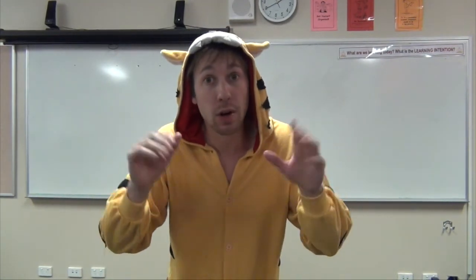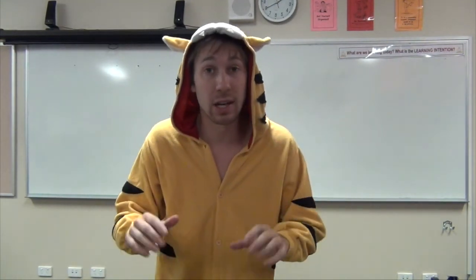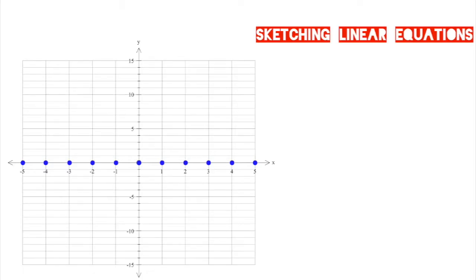Alright guys, today's lesson is all about sketching linear functions, but before we do that, what I want to do is show you a couple of little animations that will explain to you how and why we sketch these graphs, so let's check it out. Now we're going to have a look at sketching linear equations. Now it's important to recognise that we sketch linear equations to basically demonstrate a pattern.